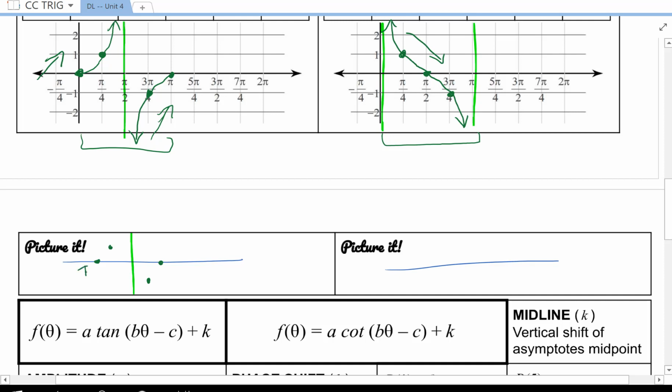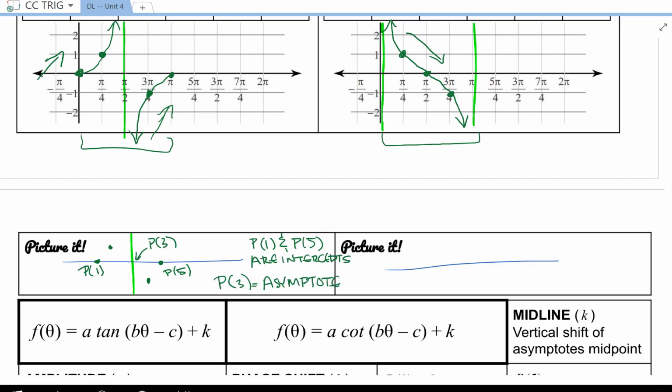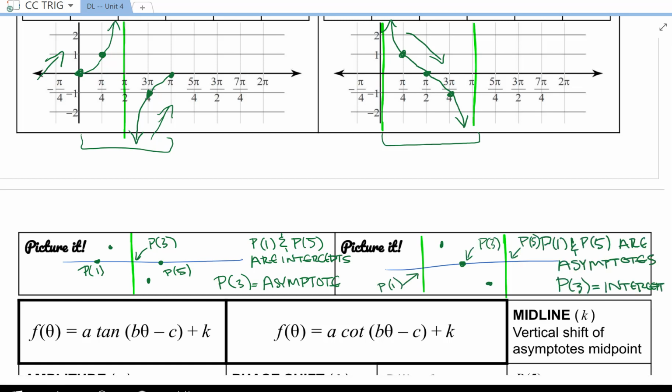So P1 and P5 are intercepts, and P3 is an asymptote. But for cotangent, P1 and P5 are vertical asymptotes, and P3 is an intercept. Remember that cotangent is steadily decreasing as tangent is steadily increasing. Alright, those are the 5 MVPs for tangent and cotangent.